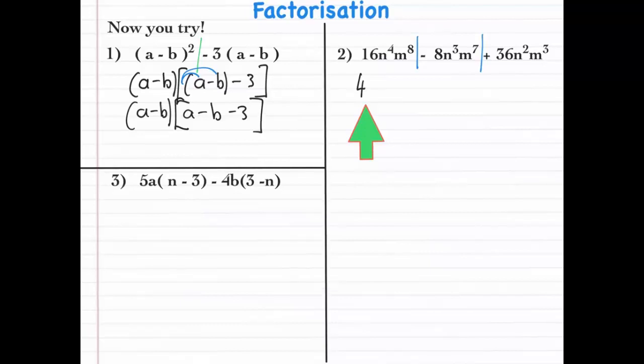So there we go. And then we go to the letters, that is n to the power of 4, n to the power of 3, n to the power of 2. So the most n's I can take from each one is n to the power of 2. So let's take that out.